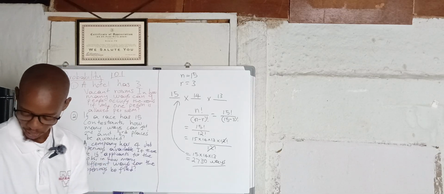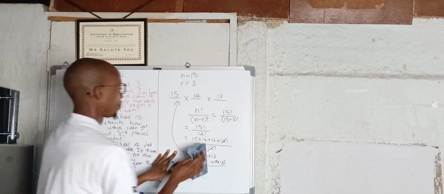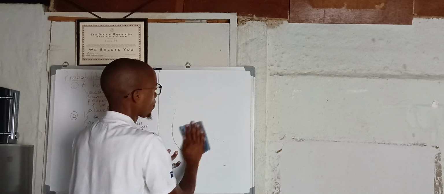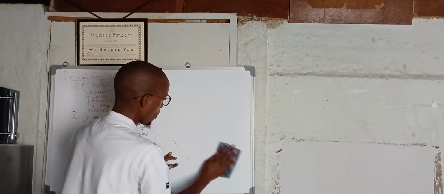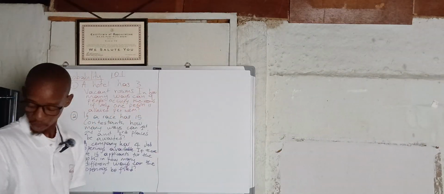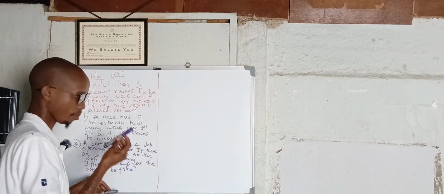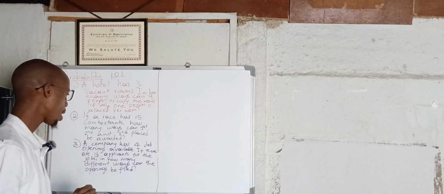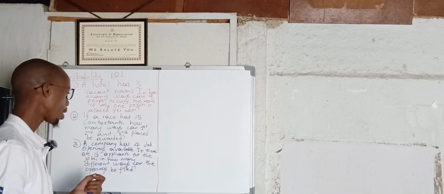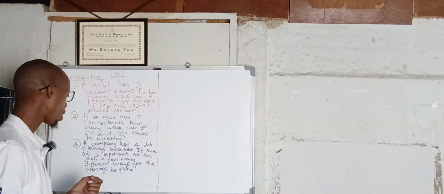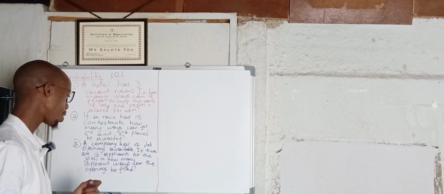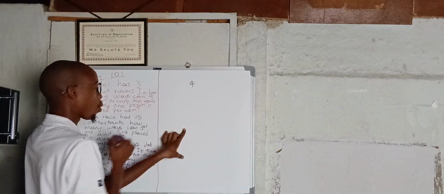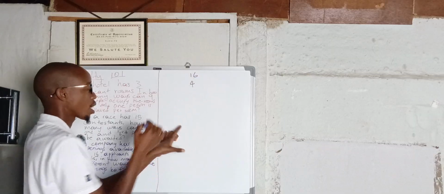Let's jump to question number 3. That question with a purple color. I hope it's purple. Now let's check. A company has 4 job openings available. If there are 16 applicants for the jobs, in how many different ways can the openings be filled? So let's check. We have 4 openings and then we have 16 applicants.